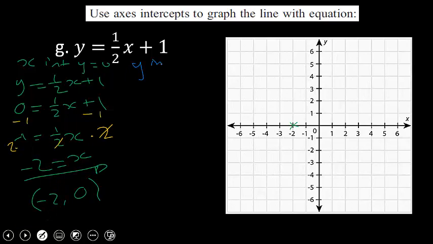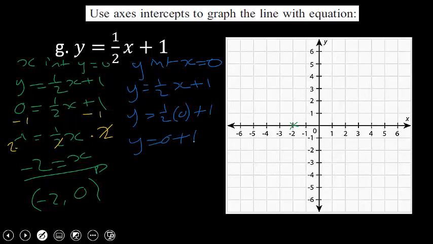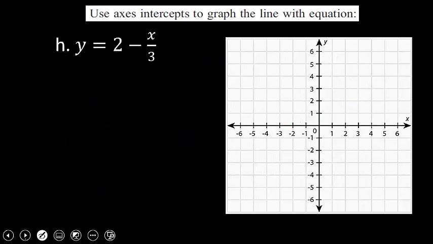For my y-intercept, x equals 0. Y equals 1 over 2x plus 1. Y equals 1 over 2 times 0 plus 1. Y equals 0 plus 1. Y equals 1. Coordinate is 0, 1. That's that point there. My line looks like this. And the last one, H. I think y equals 2 minus x over 3.